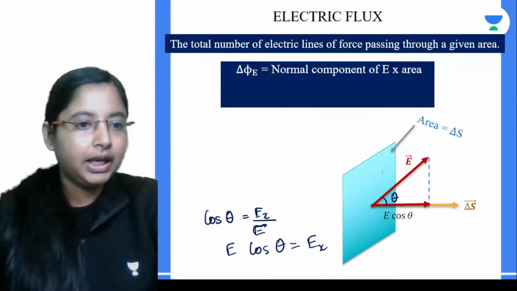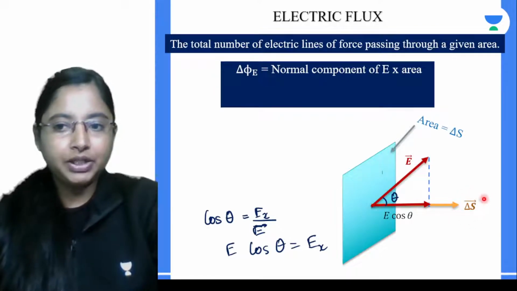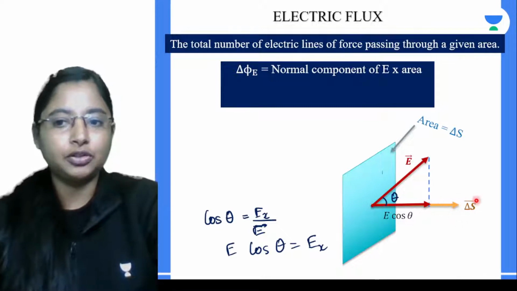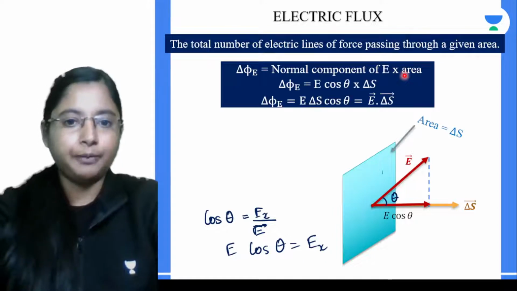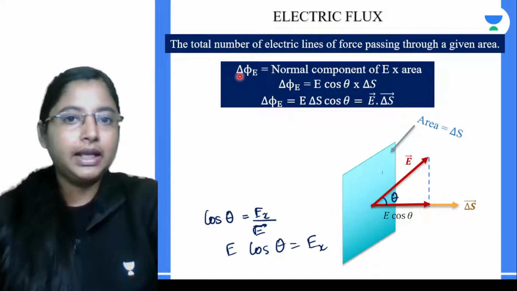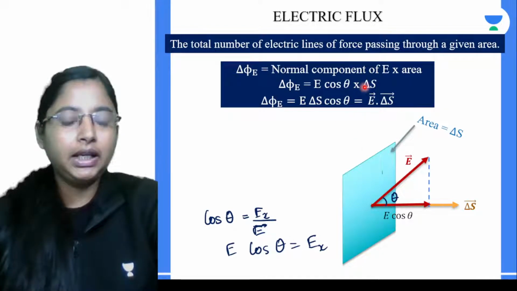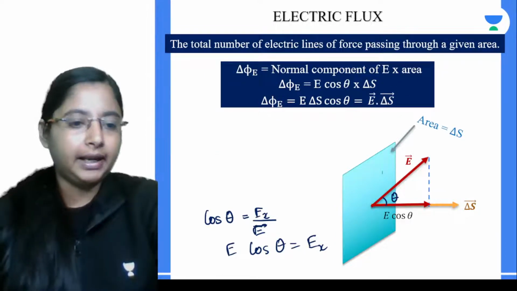If you are watching this particular area from here, we end up seeing the area vector and the component of the field normal to this plane. That is the component of the field in the direction of the area vector. So the normal component of E, that is E cos theta, into area gives us the electric flux through this surface. So we have E delta S cos theta, which is nothing but your dot product. So E dot dS is the electric flux.